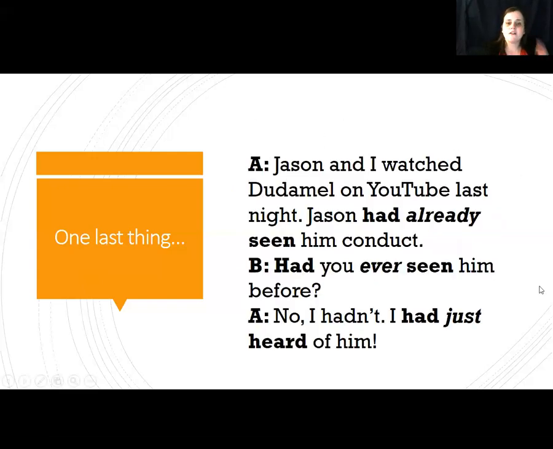So this is a conversation between two people. Jason and I watched Dudamel on YouTube last night. Jason had already seen him conduct. So had seen is the past perfect, and we use that word already to put emphasis that Jason had seen him conduct. It had already happened.